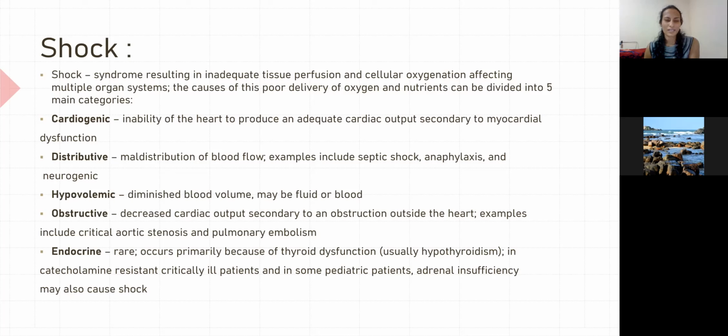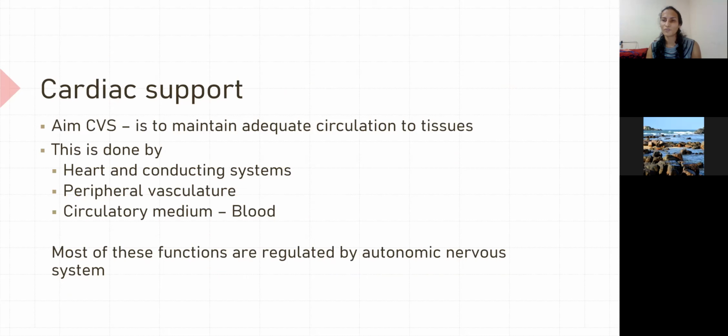So endocrine shock, which is actually rare, most of the classifications do not include this type of shock. It occurs when patients don't have enough catecholamines. Catecholamines are the neurotransmitters in the sympathetic nervous system. So when they have a lack of them, there is a shock. So think about cardiogenic, distributive, hypovolemic, and obstructive shock. Your pathology is different, but ultimately it leads to failure of your cardiovascular system.